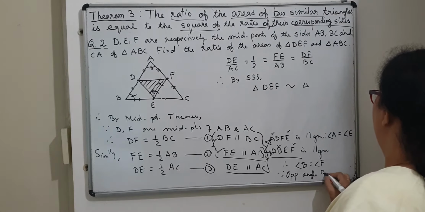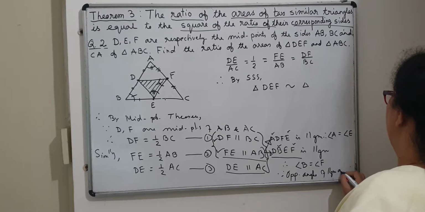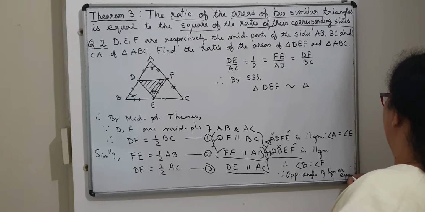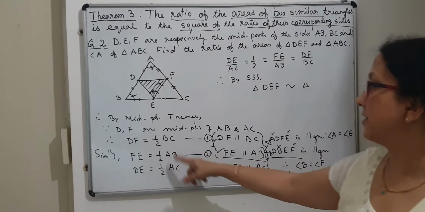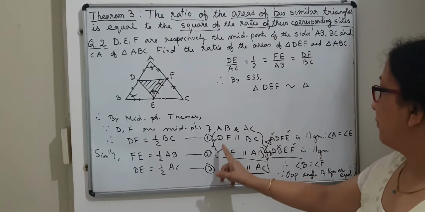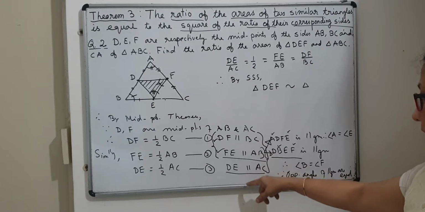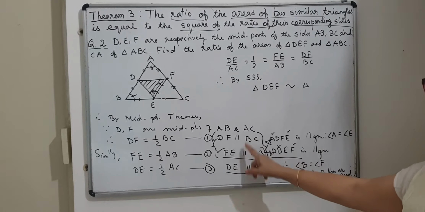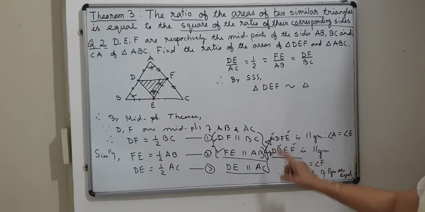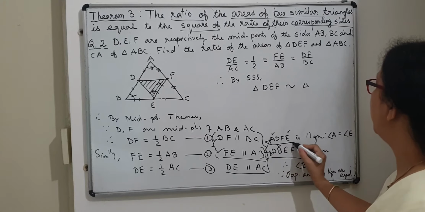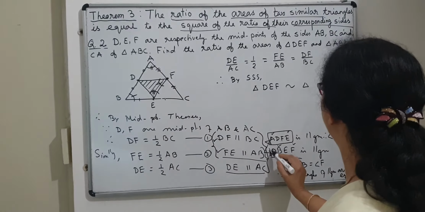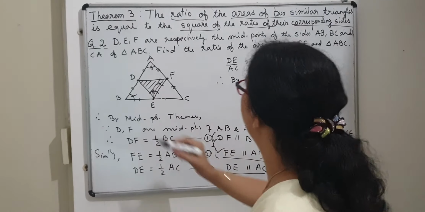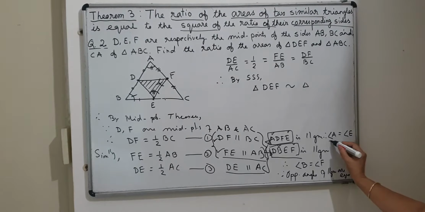Opposite angles of a parallelogram are equal. So by the midpoint theorem we have got this ratio of the sides equal, and from this I got three sets of parallel lines, from which I am getting two parallelograms. One is ADFE, and another I have taken is DBEF, from which I have got these opposite angles equal.